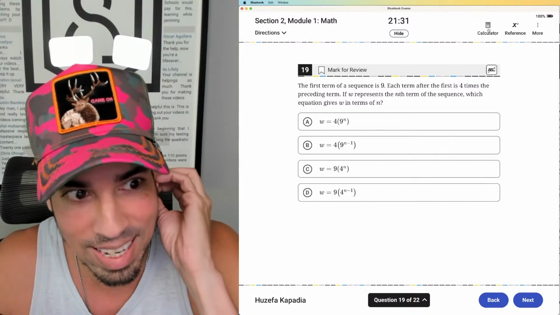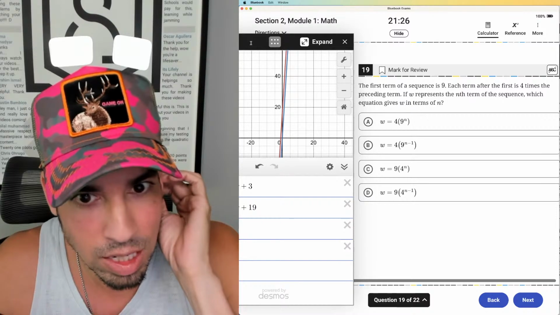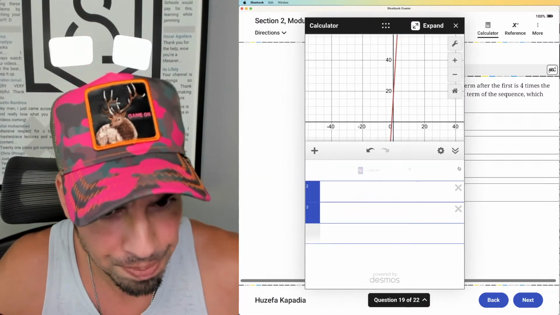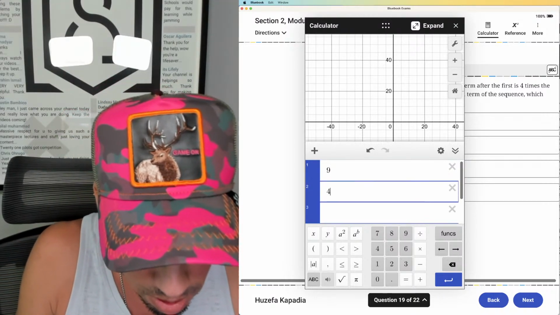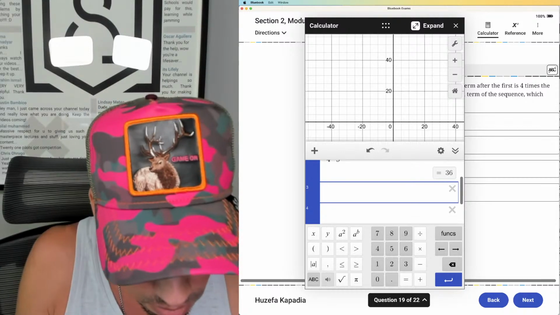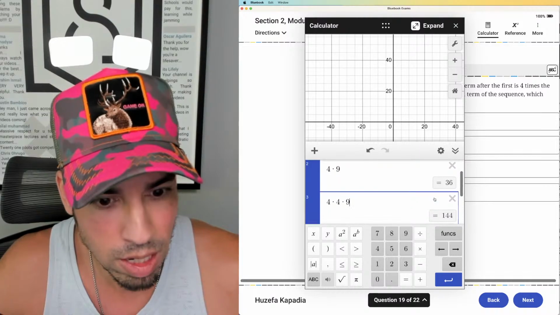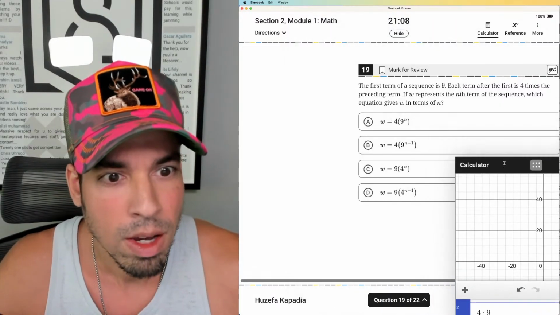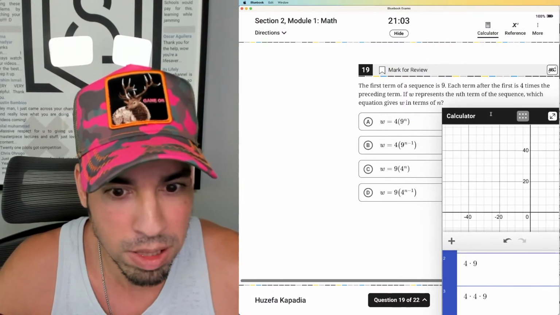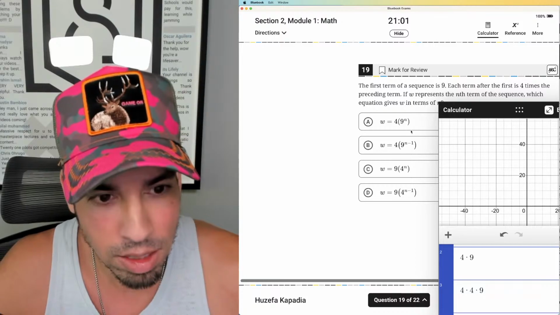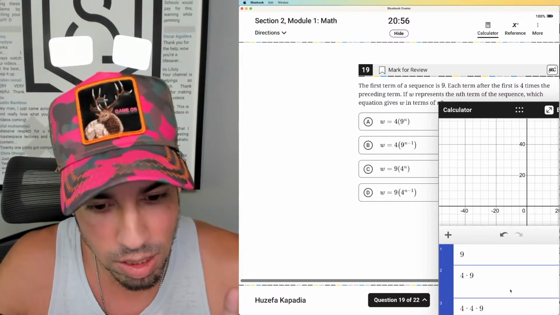Okay, watch this. Again, I can also do this in Desmos. The first term of the sequence is 9, and then each term after that is 4 times the preceding term. What does that mean? That means that we should have 9, then we have 4 times 9 for the second term, and then 4 times 4 times 9 for the third term. So this is term 1, 2, and 3: 9, 36, 144. So now we should be able to plug in 1 and get 9, 2 and get 36, etc.